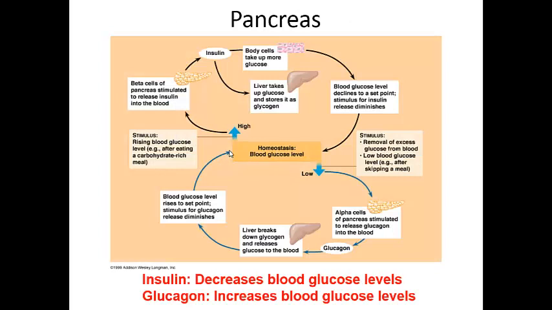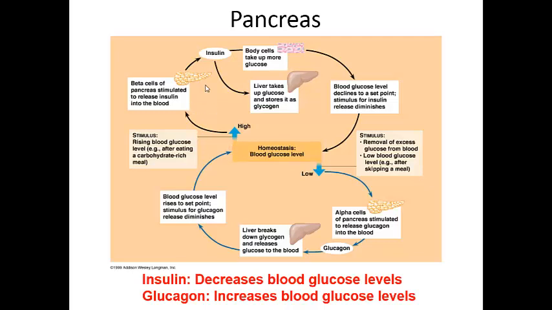Blood glucose levels are maintained using two hormones, one called insulin, another called glucagon. Blood glucose levels are really important to monitor. We know that glucose is the cell's preferred energy source. Your blood glucose levels are maintained at a very steady and very specific level within the blood.